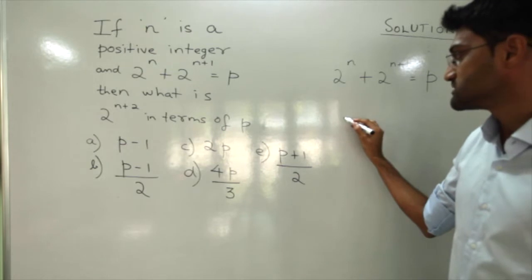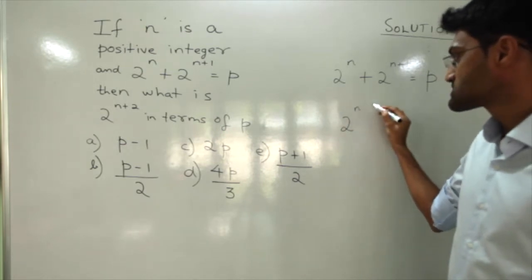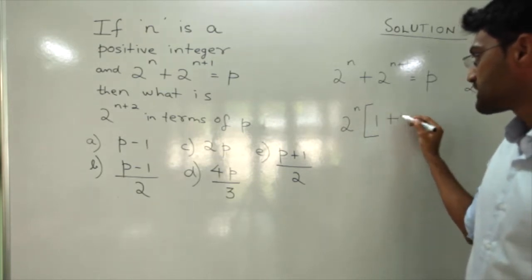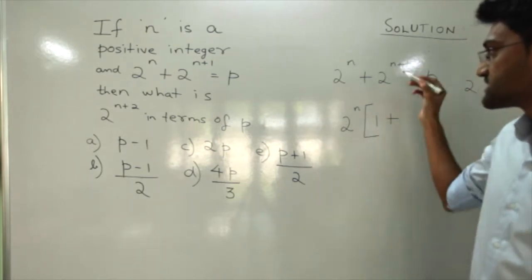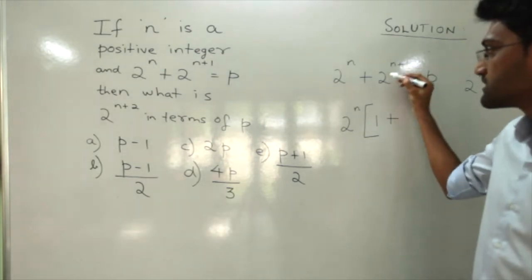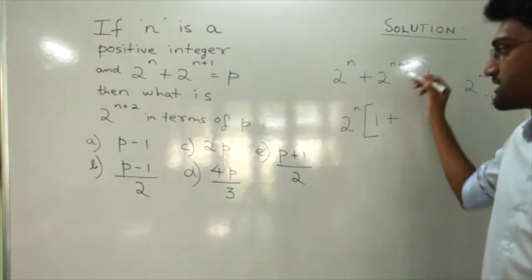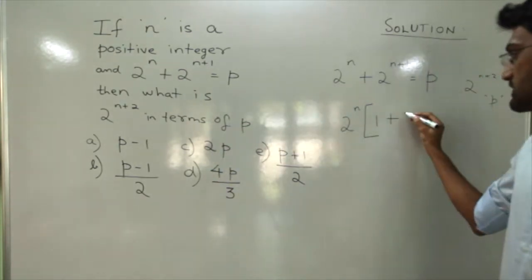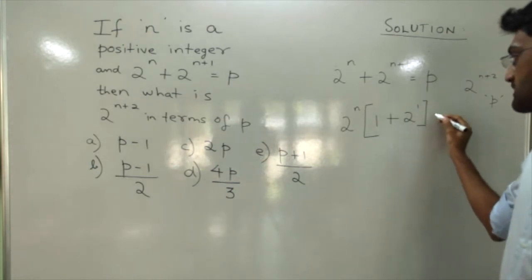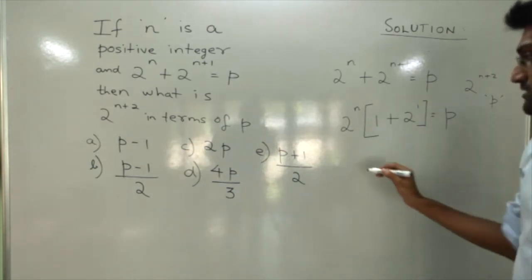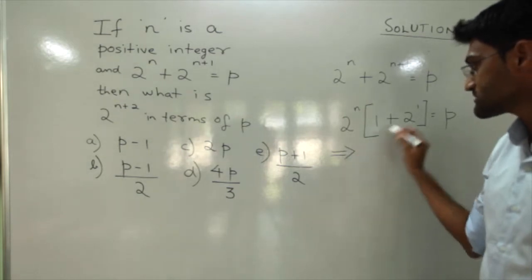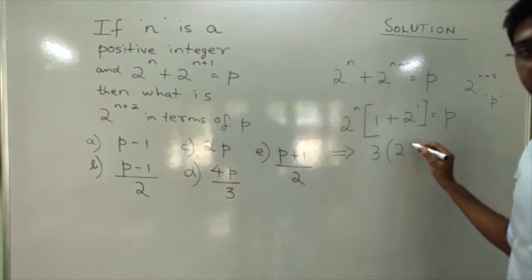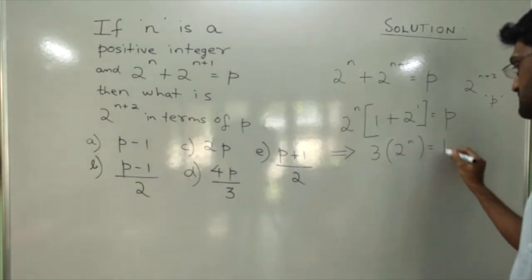By the rules of exponents, you can take a 2 raised to n common outside. That's 1 plus, the rule of exponents states that a raised to m plus n is a raised to m times a raised to n. Since we have taken a 2 raised to n outside, we need to write 2 raised to 1, and this is p. The next step that follows is obviously see what is within the brackets. So we have 3 times 2 raised to n is p.